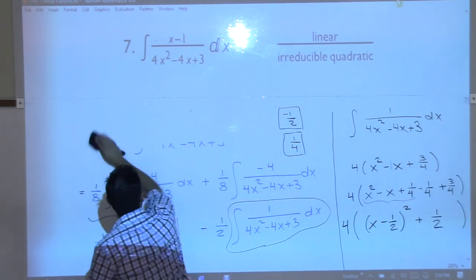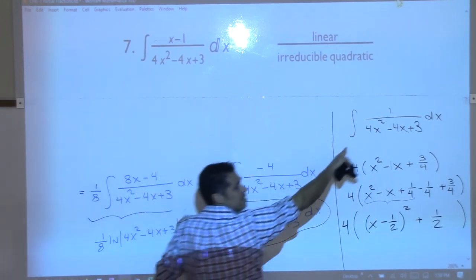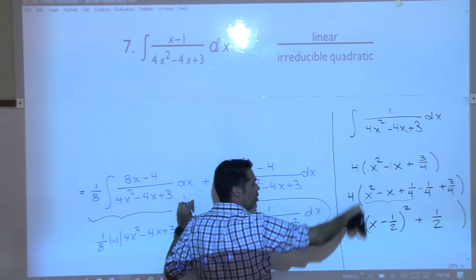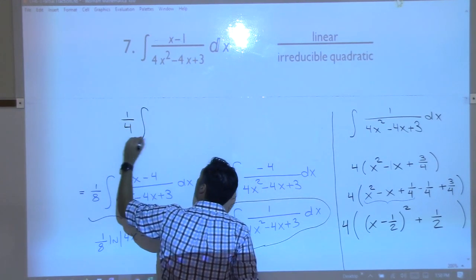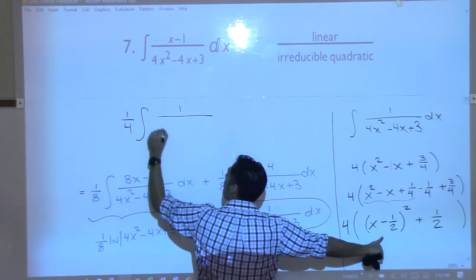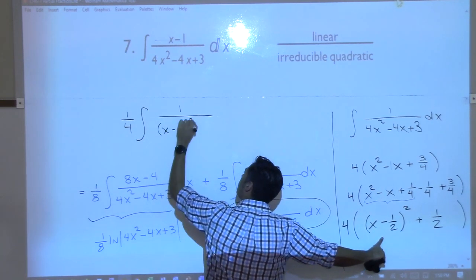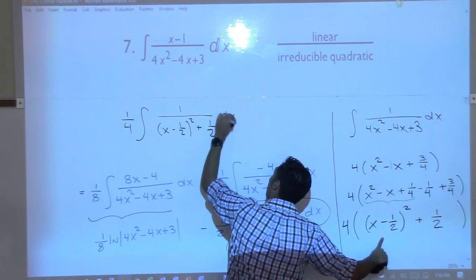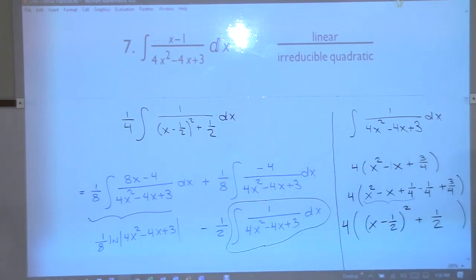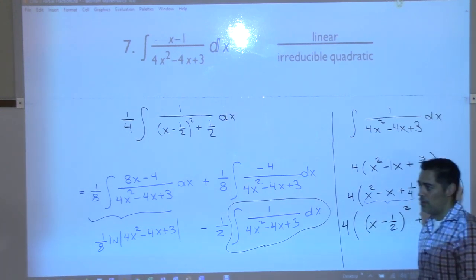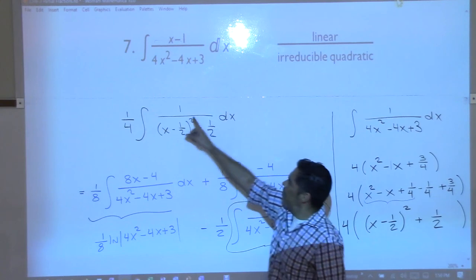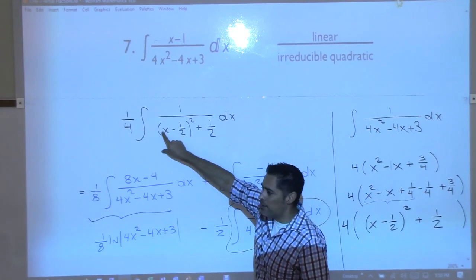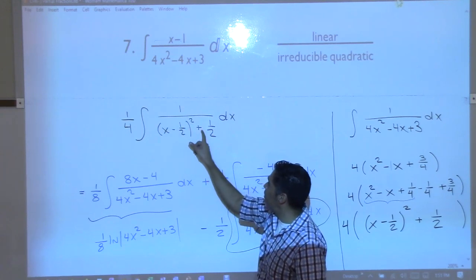Okay, let's continue. I'm going to go back to this integral here, and I'm going to rewrite it. Now remember the 4 came out, right? Of the bottom. So I'm going to pull that as 1/4 outside that integral, and then inside I have 1 over this thing, x minus 1/2 squared plus 1/2 dx. And if you now squint your eyes just properly, that should look like formula 17 to you. Right? You've got something that looks like 1 over u squared. U is linear. It has a 1 in front, so we're not worried about scaling. So this is like 1 over u squared plus a squared.